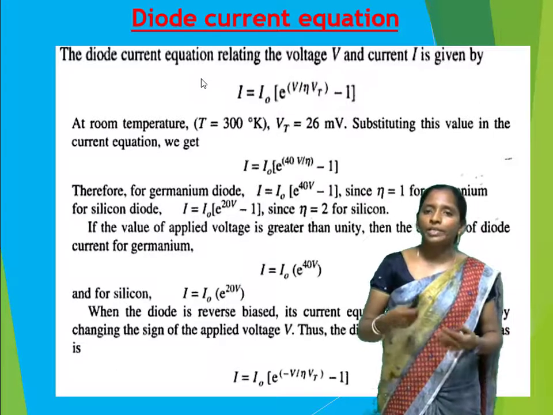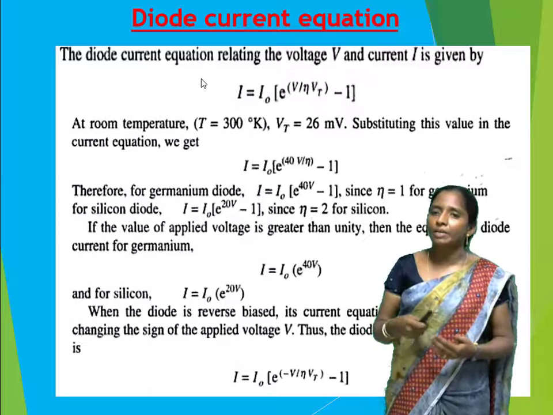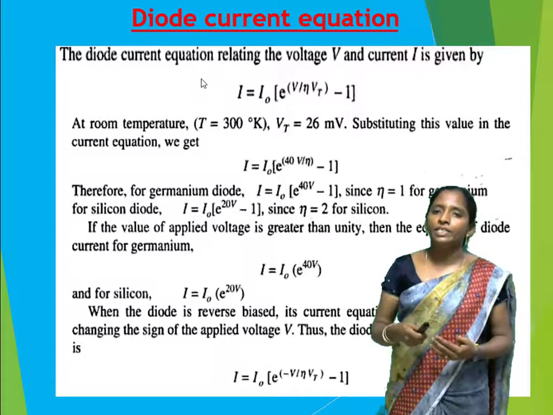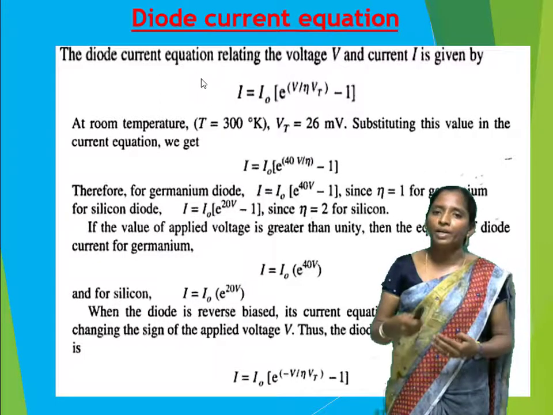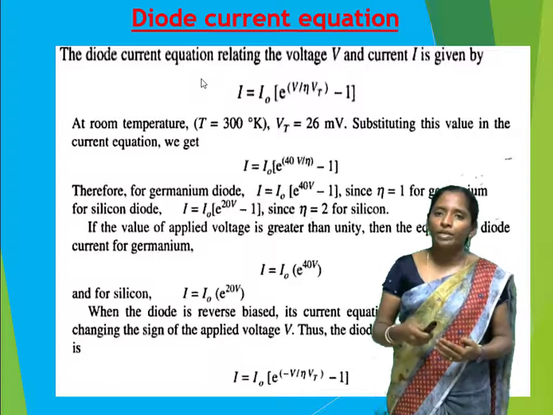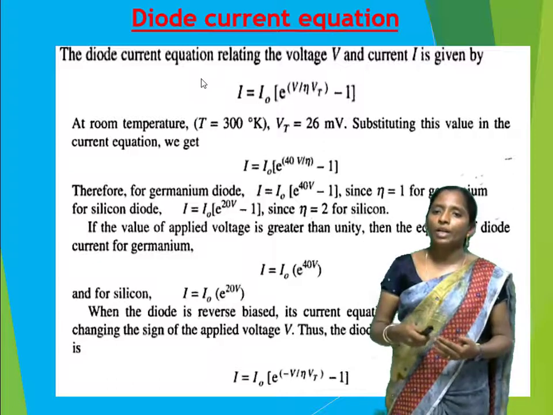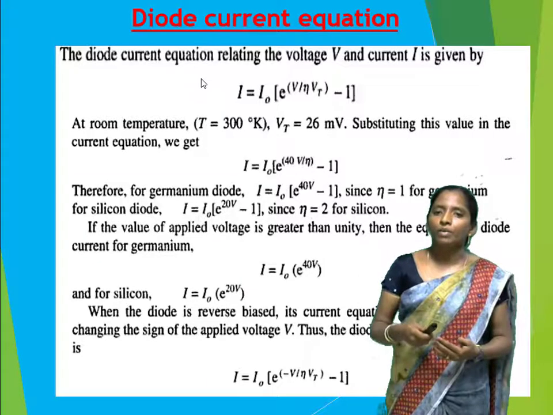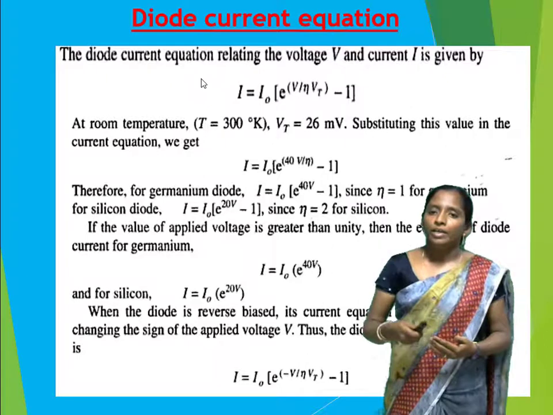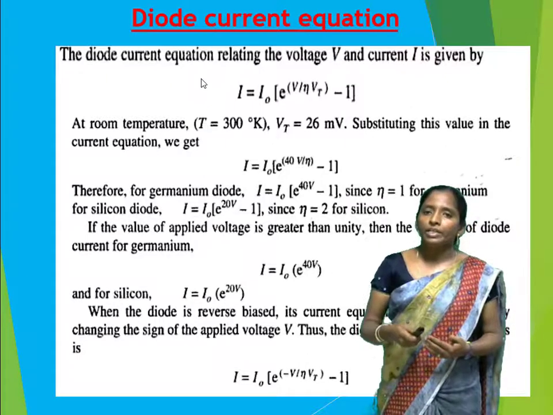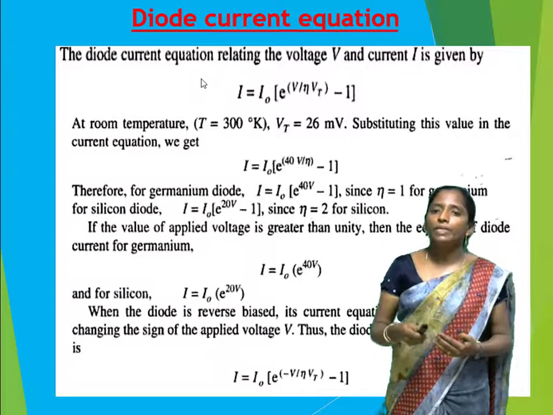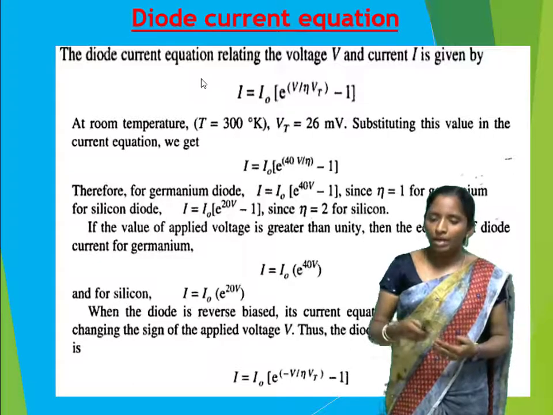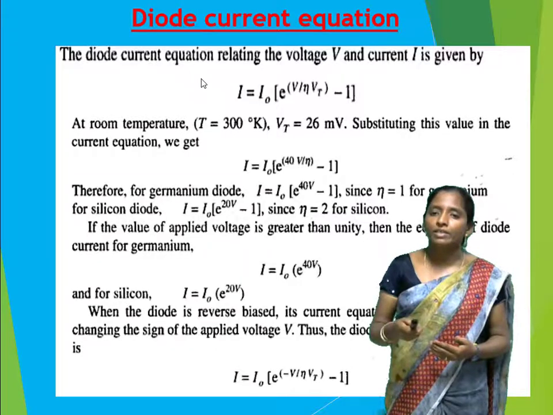When the diode is reverse biased, its current equation may be obtained by changing the sign of the applied voltage V. Thus, the diode current equation under reverse bias condition is I equals I naught into e to the power minus V by eta Vt minus 1. This is the diode current equation under reverse bias condition.